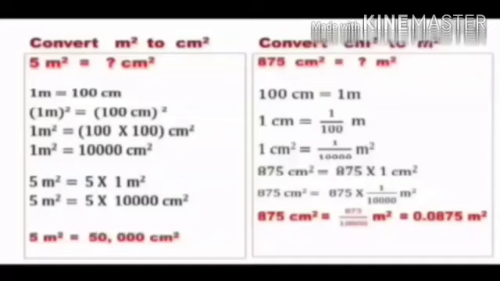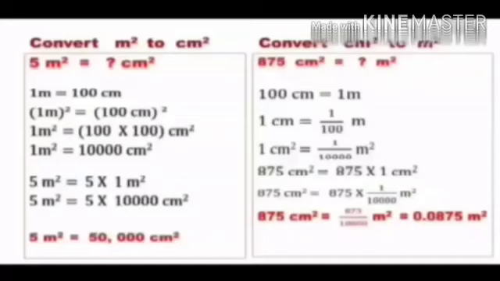We have to convert 5 meter square to centimeter square. We can write 5 meter square is equal to 5 times 1 meter square. In the place of 1 meter square, we can write 10,000 centimeter square. We get 5 meter square is equal to 5 times 10,000 centimeter square. Hence, 5 meter square is equal to 50,000 centimeter square.